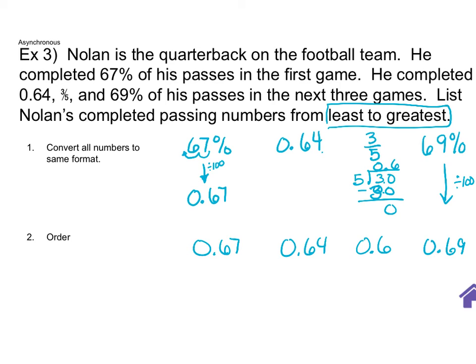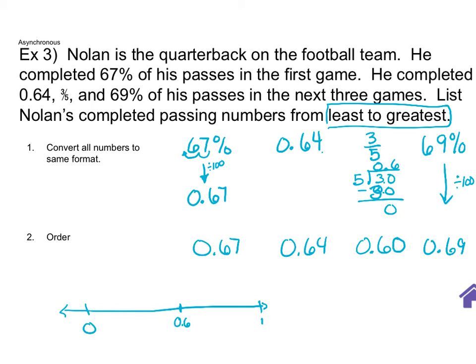Now I have to order. If it helps you, put it on a number line. You don't have to do a number line if you don't want to, but here is 0, here is 1. This is a little bit more than 0.5, but I see 0.6, right? I'm going to actually put a 0 on there. So you can kind of think of it as 67, 64, 60, and 69. So I see 0.6. I'm going to put 0.6 here.